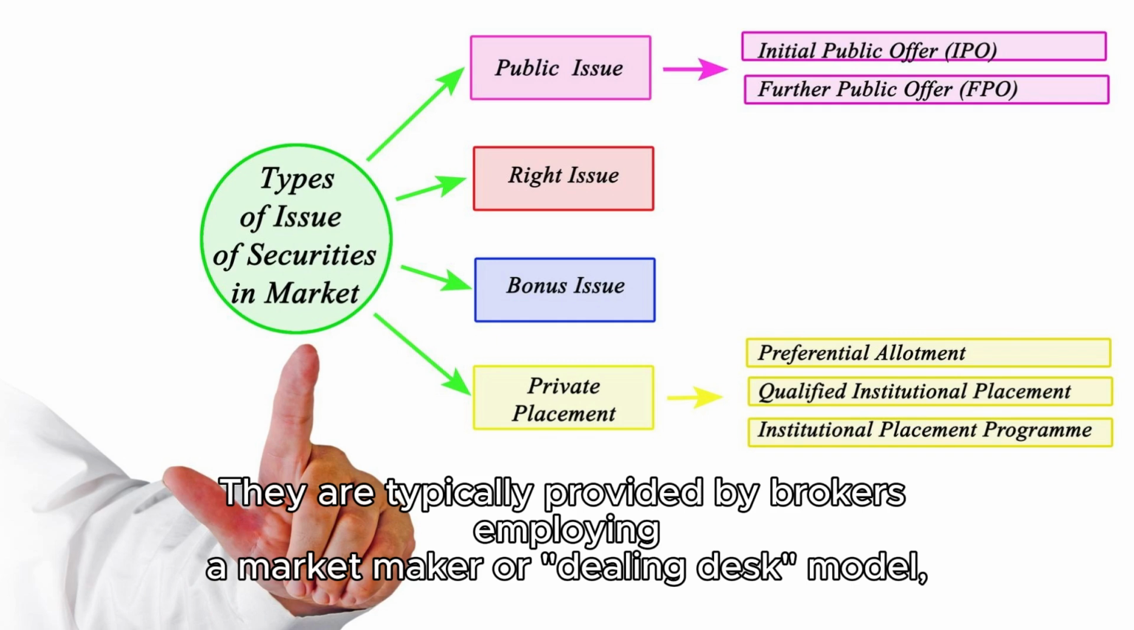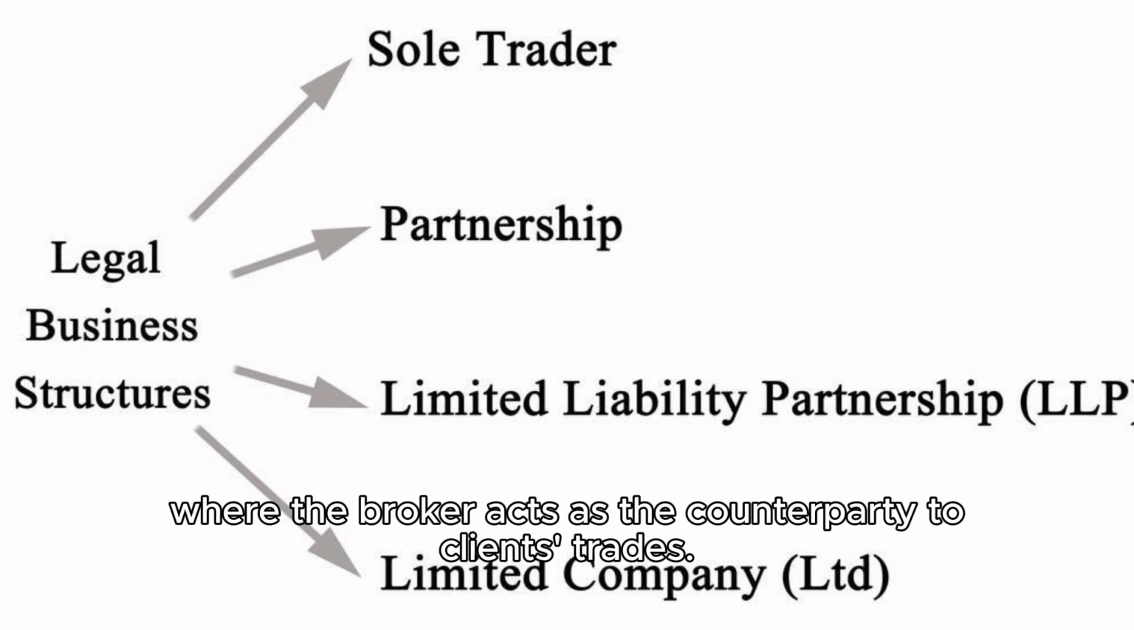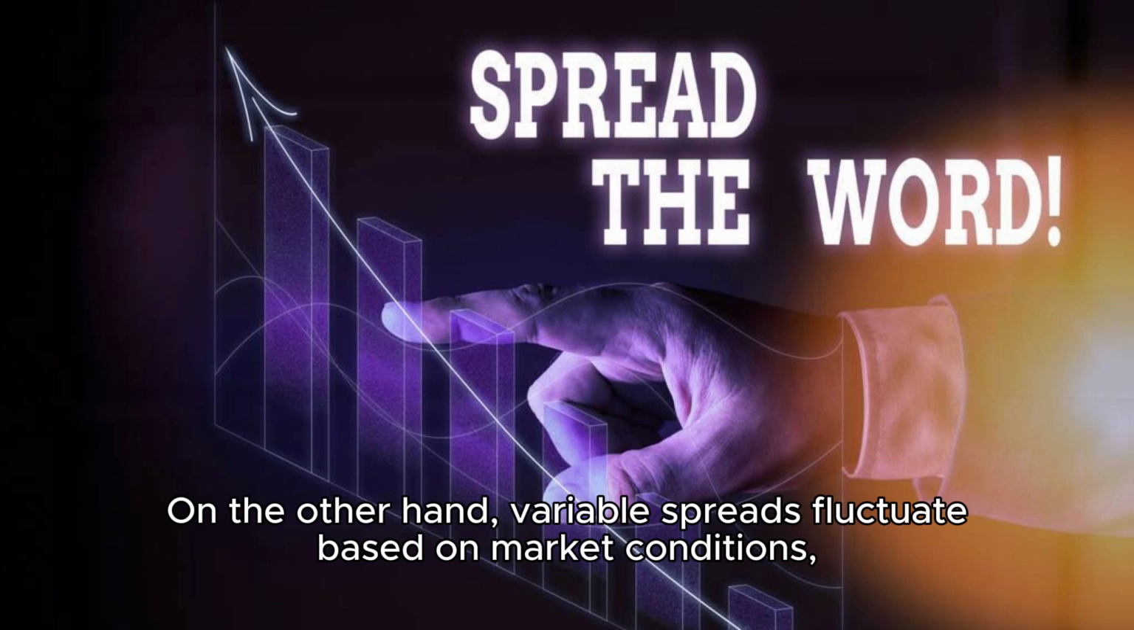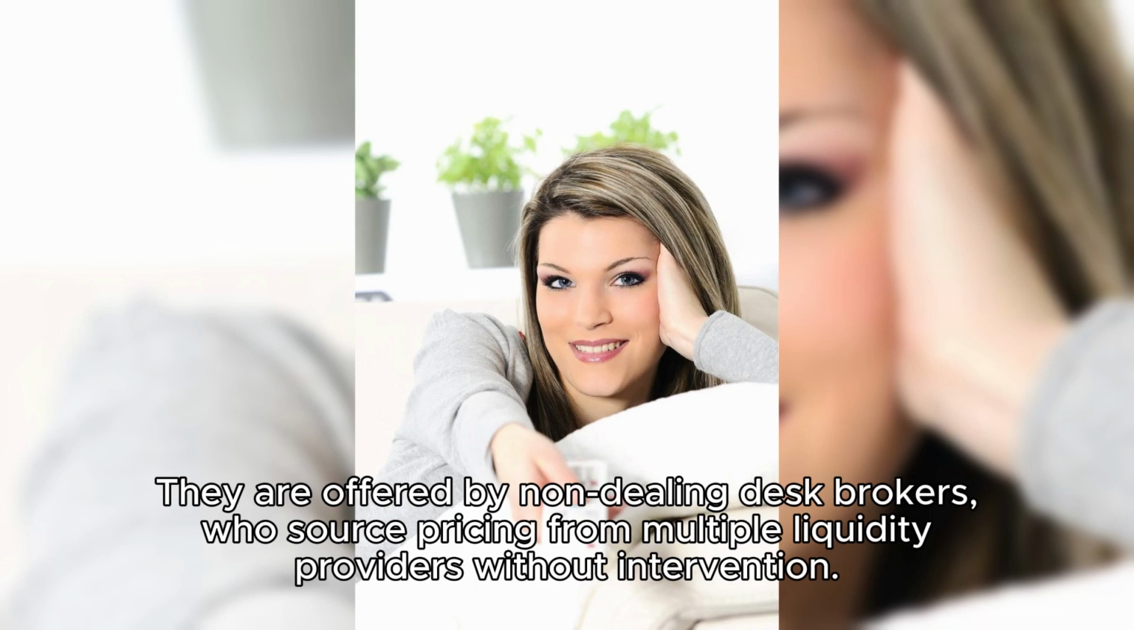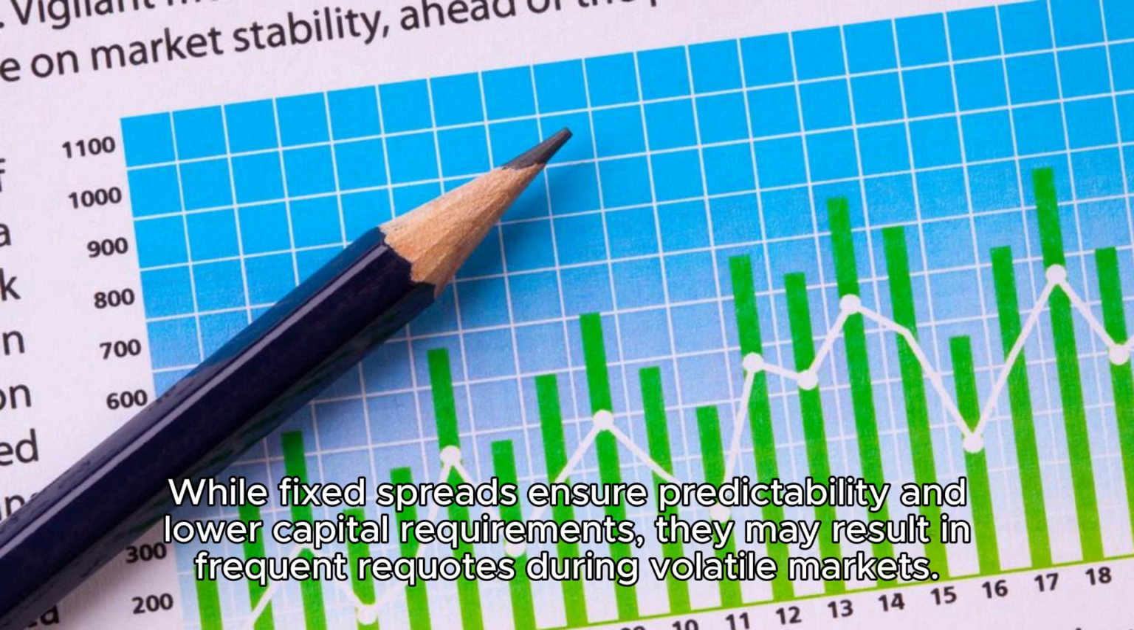They are typically provided by brokers employing a market maker or dealing desk model, where the broker acts as the counterparty to clients' trades. On the other hand, variable spreads fluctuate based on market conditions, reflecting changes in supply and demand and overall market volatility. They are offered by non-dealing desk brokers, who source pricing from multiple liquidity providers without intervention, while fixed spreads ensure predictability and lower capital requirements.